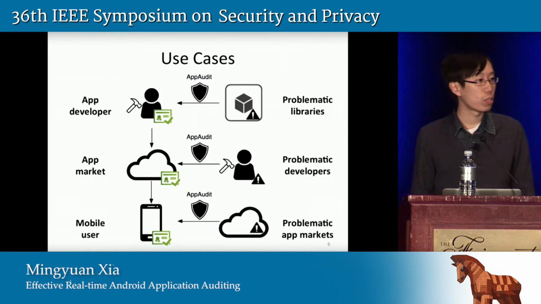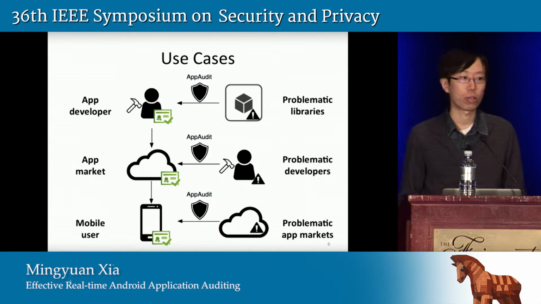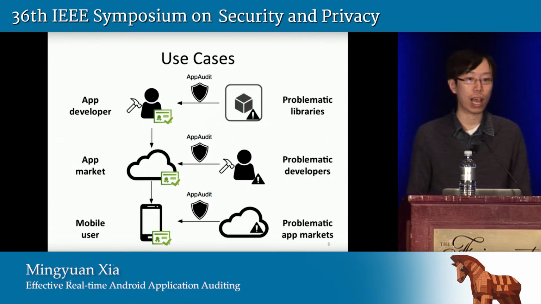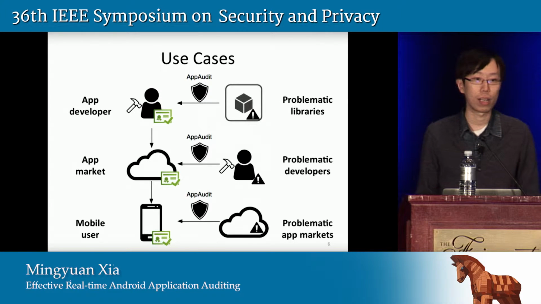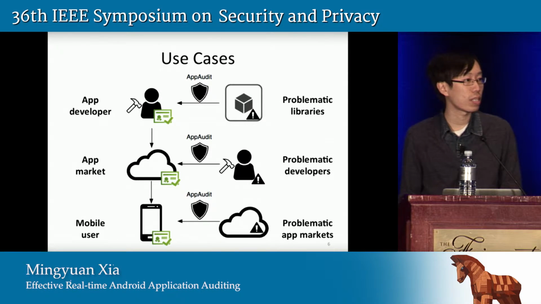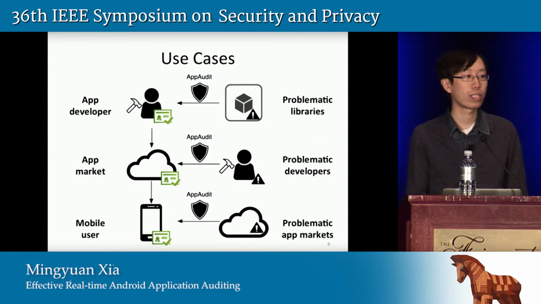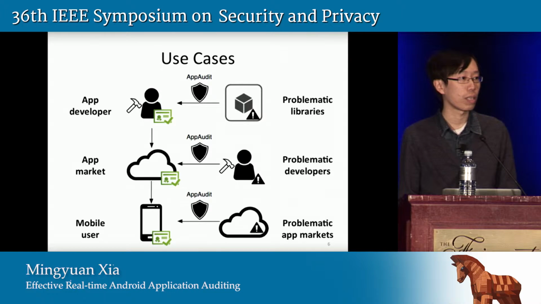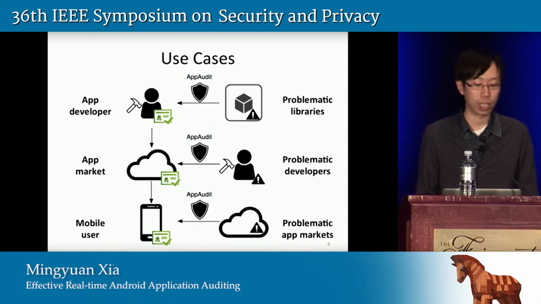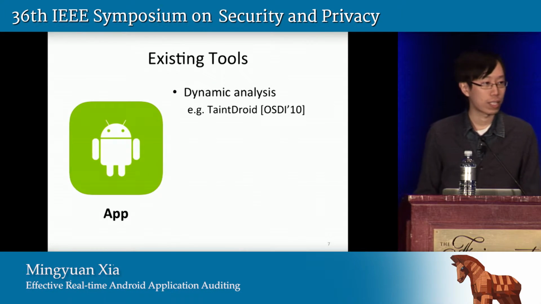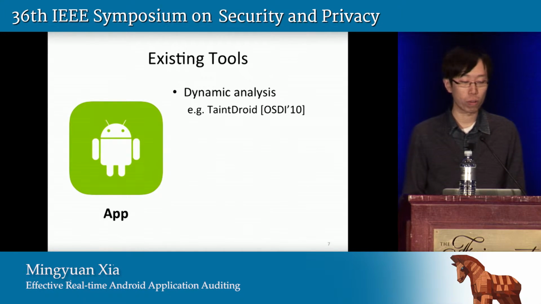All of these use cases have various requirements on the app auditing tool. For example, app developers want to see all the data leaks in the app. App market operators do not want false positives; they don't want to blame anyone who is not leaking. And mobile users do not have the patience to wait for the tool to run long, so you expect efficiency of the analysis.